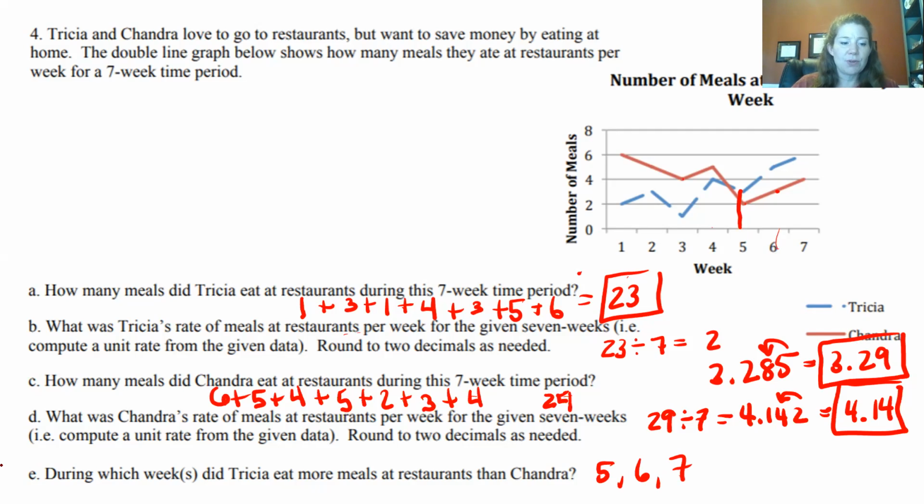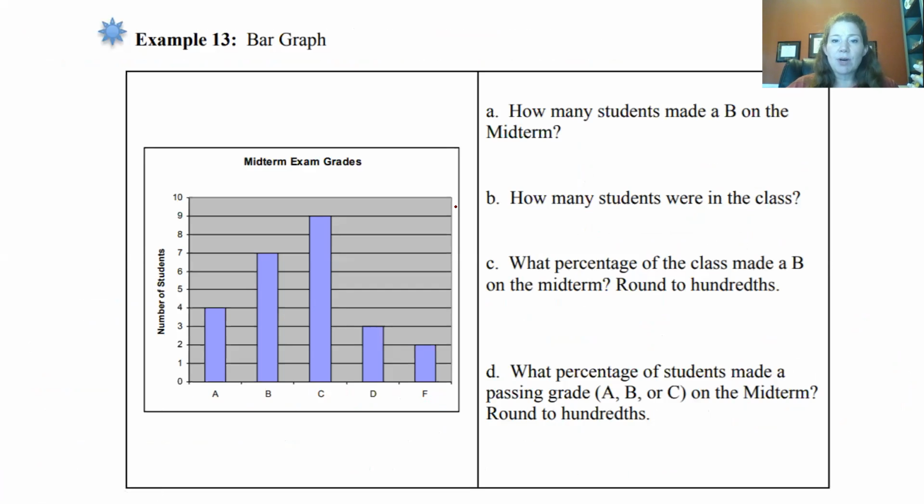She ate at restaurants more, I should say. All right. So now we have a bar graph. So you have to read the 2 axes of a bar graph. Here, these numbers represent the number of students, and these are the grades that students earn.